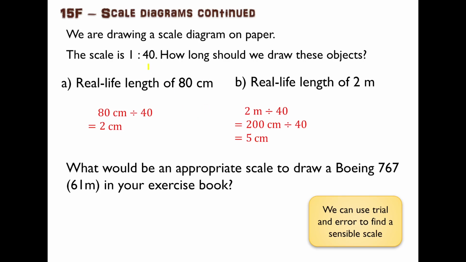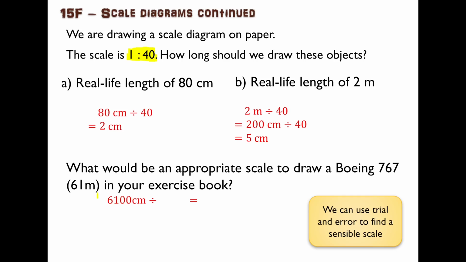Now here I told you what the scale should be, but if you're making your own scale diagram from scratch, you won't know what that is. You'll need a way to figure out a good scale. So I'll show you one strategy to figure out what a good scale should be. We can use trial and error to find a sensible scale. In this case, I've got a Boeing 767. It's 61 meters long. What would be an appropriate scale to draw that?